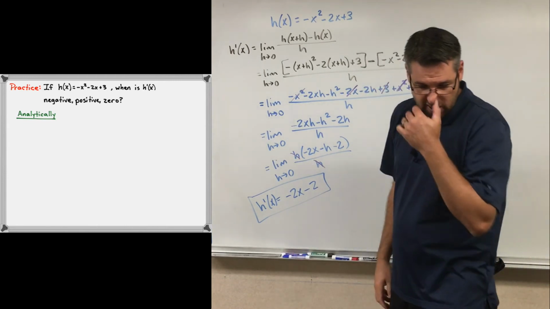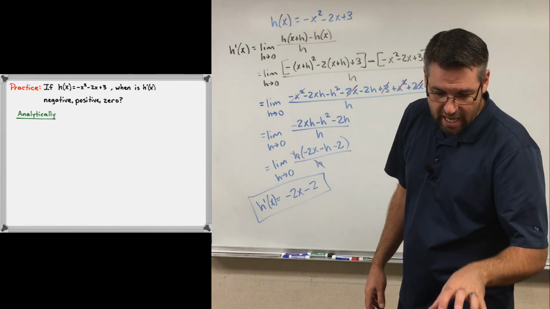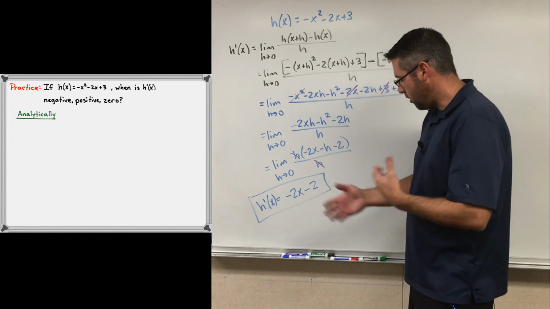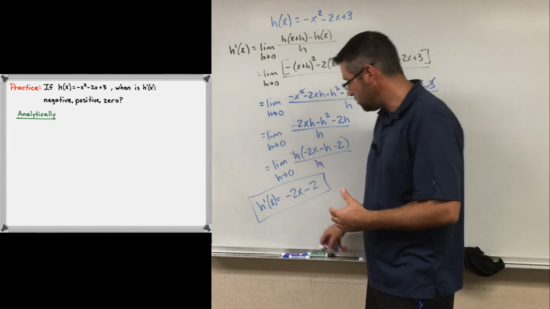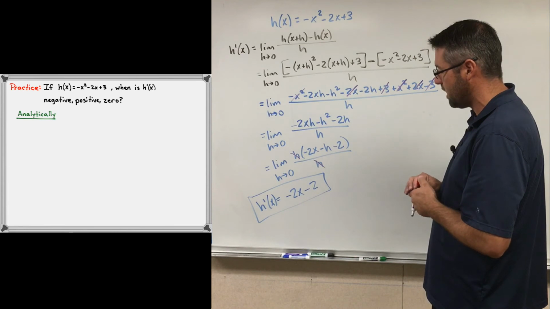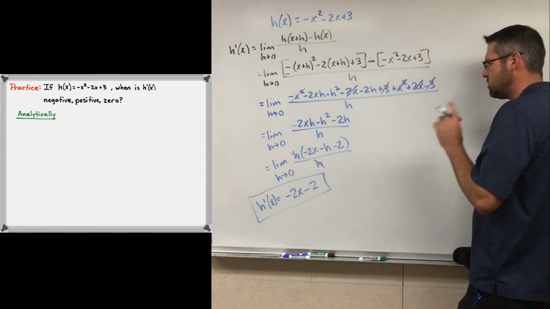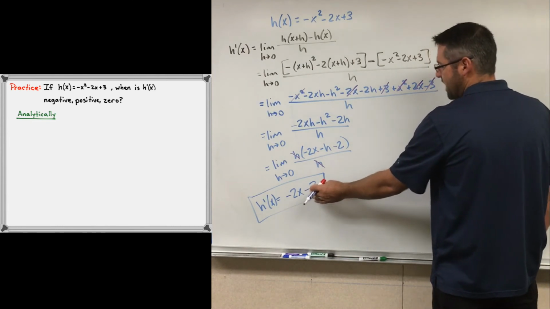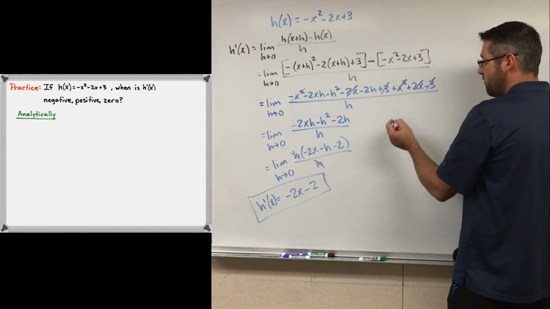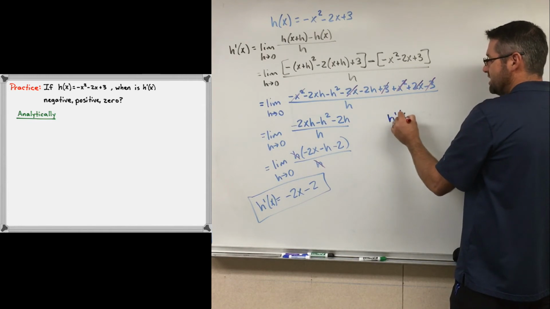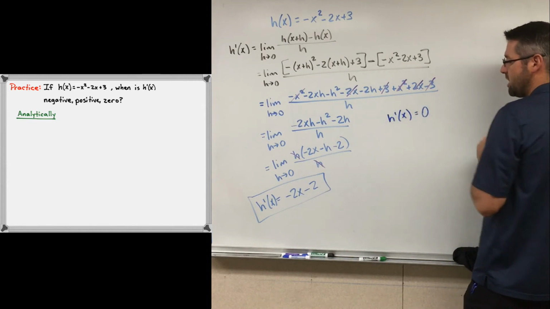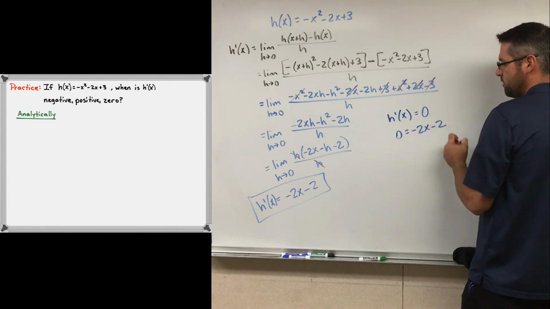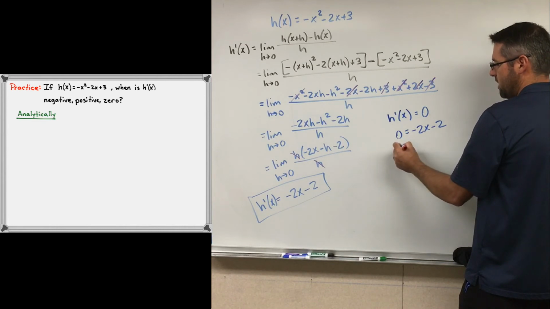Now the question is, in this problem, when is h prime negative, positive, and 0? Now I'm going to approach this the way that I normally do in calculus. There's a couple different ways of looking at it. Again, you can look at it graphically, but I want you to start seeing it a certain way. We want to know when h prime is positive, negative, and 0. Well, we're going to first figure out when h prime is 0. So we're going to set h prime equal to 0. We'll figure it out first. So 0 equals negative 2x minus 2. And then we'll solve that. So we'll add 2, divide by negative 2.